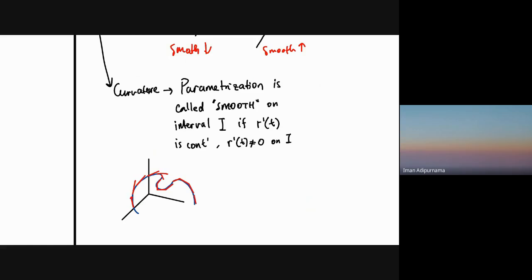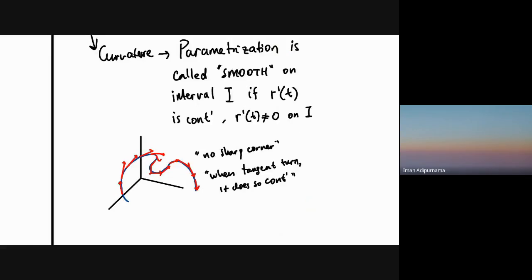So if this is the tangent here, it has no sharp corner. And then when the tangent turns, it does so continuously. There will be nothing affecting the smoothness, like it turns really well.